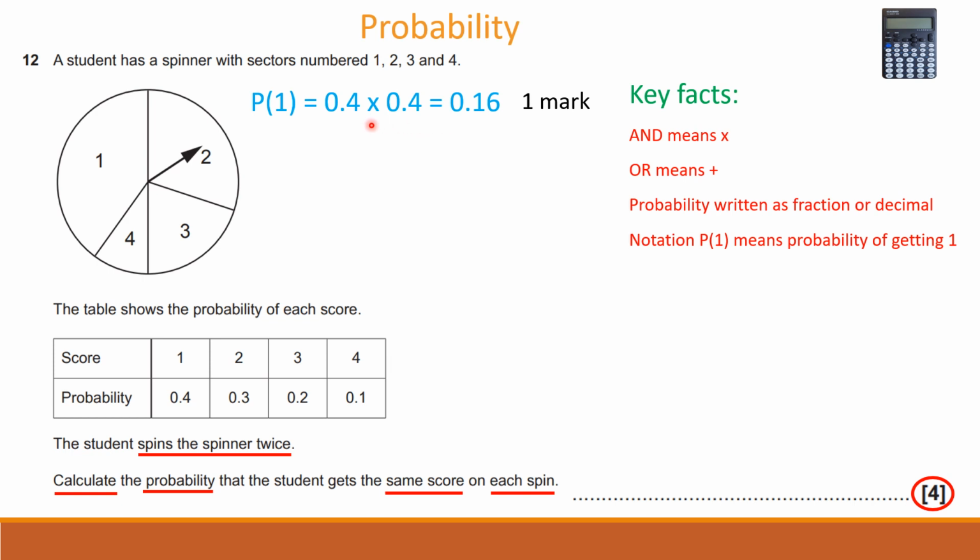Now 4 times 4 is 16. There are 2 numbers after the decimal point, so there's got to be 2 digits after the decimal point here, which is 0.16. So we could do that easily without a calculator. This is worth 1 mark.